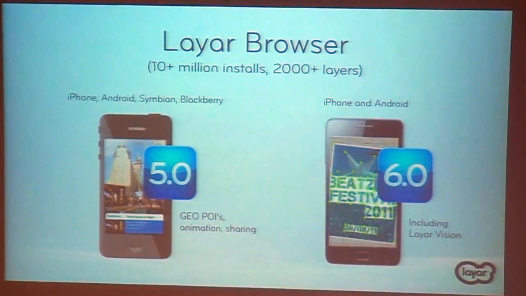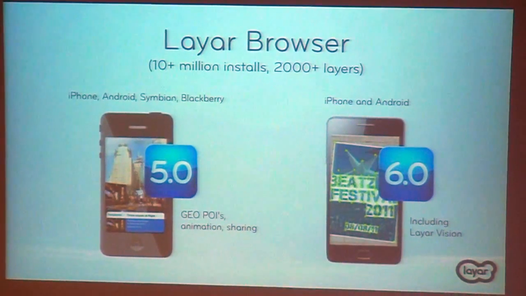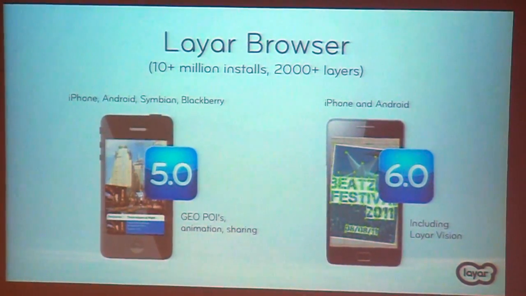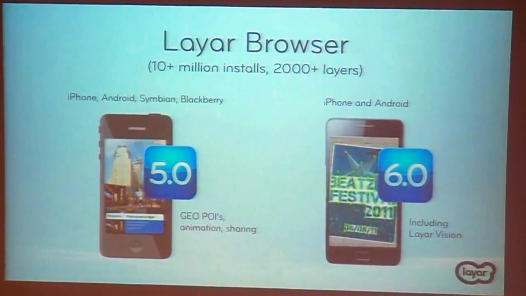The 5.0 is all about geo. So we started off with geo with Layar. That means using GPS to make an estimate of where people are, and based on that augment the reality. We're working now on 6.0. We're very far. We will release it within weeks, and it will include Layar Vision, which I will talk to you about later.